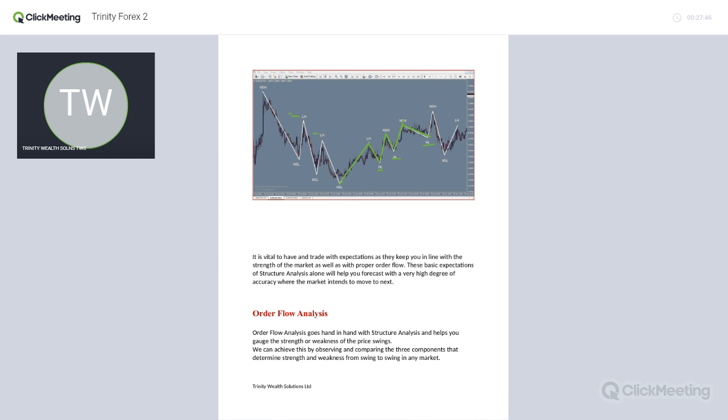So we'll go to a platform to identify those moves in our chart to see how we can identify them. And again, let's also say it is vital to trade with expectations, as they keep you in line with the strength of the market, as well as with proper order flow. We are going to analyze order flow further. So we are saying when it's an uptrending market, always buy.